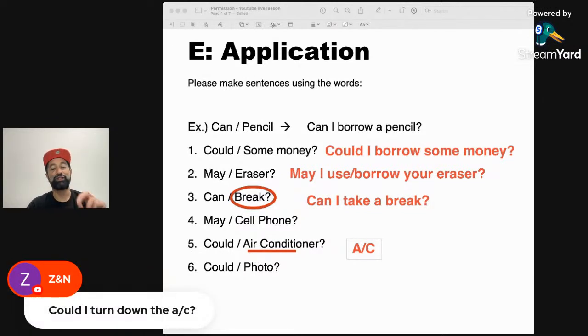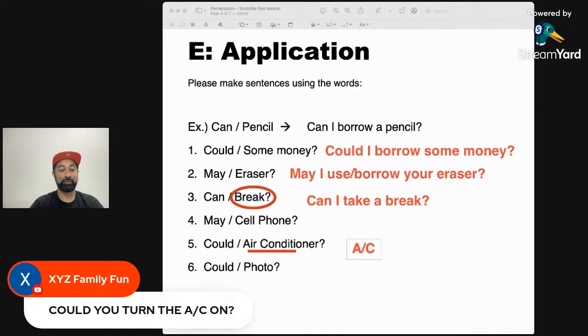ZNN, could I turn down the AC? Perfect. Here, turn down means you're going to decrease the temperature. XYZ, could I turn the AC on? Perfect. In your question, you put the AC between turn and on. That is also perfect.